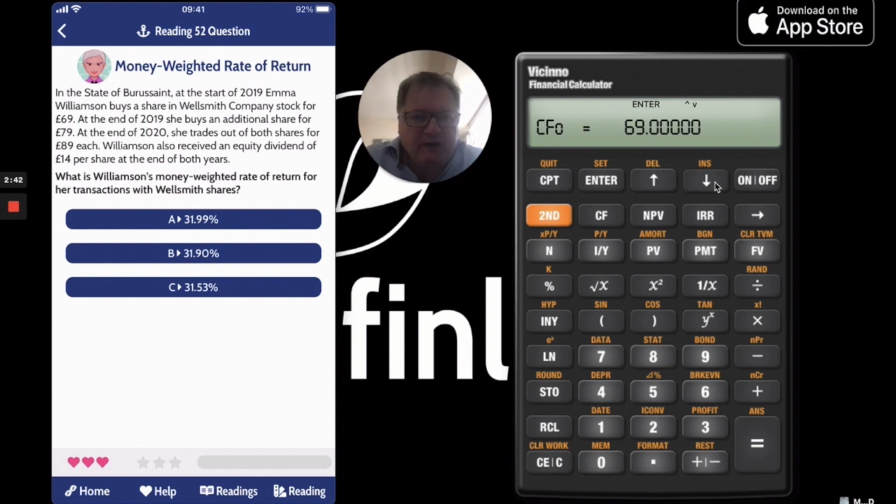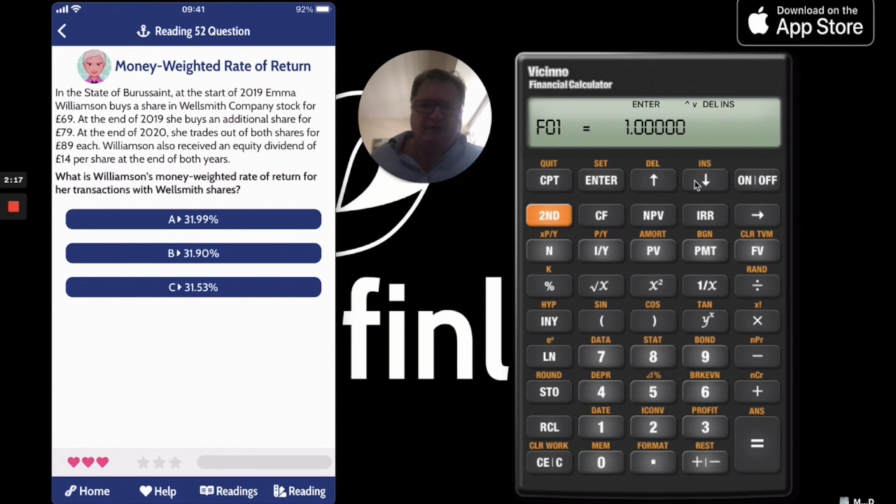Now let's move down to CO1, which is not carbon monoxide, but the end of the first year. So she's going to buy another share for 79 this time. So that's going into the account, but she's taking out a dividend of 14 at the end. So we take off 14 from that, and that's going to be CO1. So we enter that. Now let's move down to CO2.